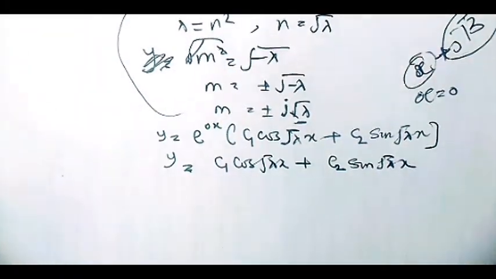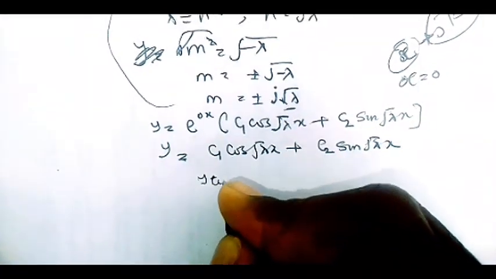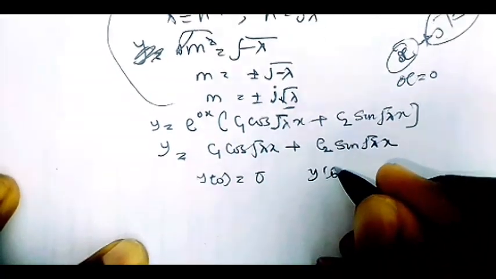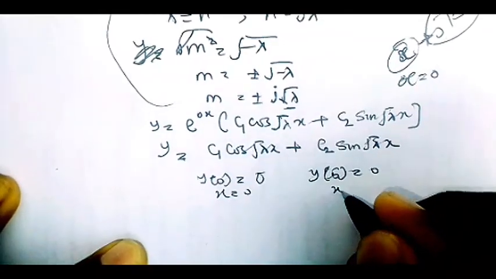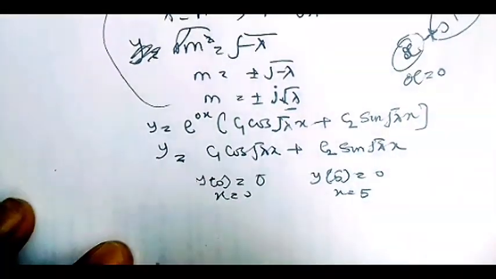Right. So now let's proceed using our boundary conditions, where y(0) = 0 and y(5) = 5. Which means this is x equal to 0, and this is when x equals 5, right? So substitute in our equation. Let's test for when x is equal to 0.